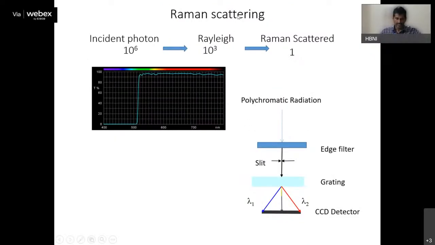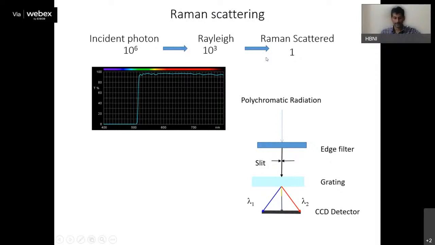So when you take the Raman scattering, if you have, let's say, 10 to the power 6 photons, out of that only 10 to the power 3 photons are Rayleigh scattered, and out of these, only 1 photon is Raman scattered. So you need a very strong monochromatic source. Fortunately, nowadays lasers provide a very high flux, and then we can get Raman scattering from a large number of samples.